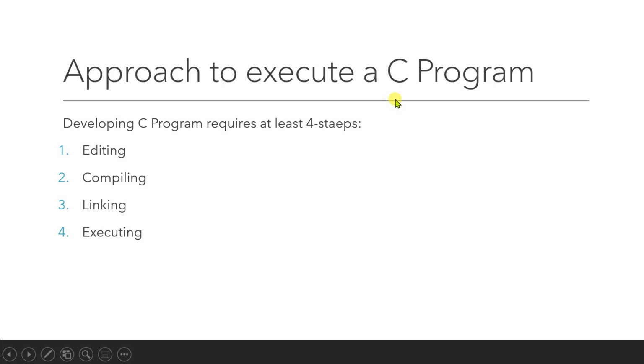Developing a C program requires at least 4 steps. Here the spelling is a mistake, it must be STEP. So there will be 4 steps. What are the steps? One is called editing, the second is compiling, the third is linking, and the fourth is executing.